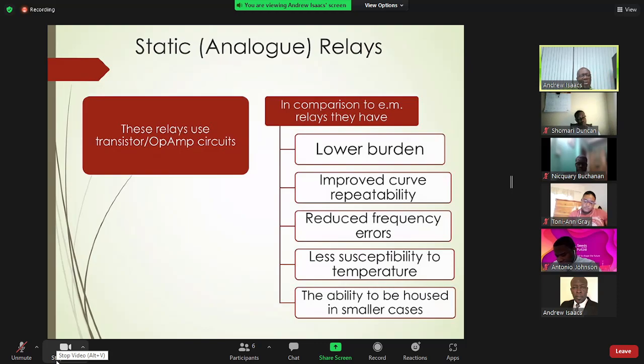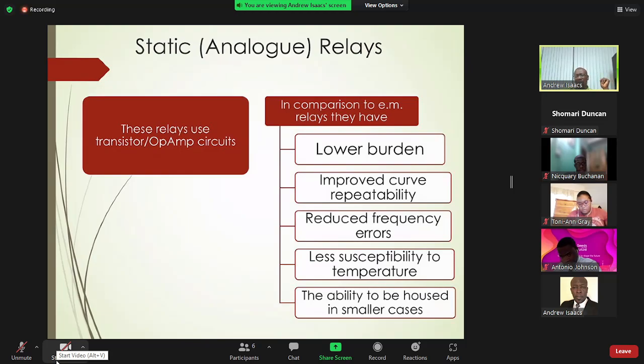Now, when we compare the static relays, the analog relays, to your electromechanical, we see that the static relays have some benefits. Low burden, and improved curve repeatability. With your electromechanical, you would have derived the particular characteristic empirically under certain operating conditions, including temperature and pressure. If those change, then you may get slight deviation from the expected curve. It may not be significant, but it still occurs. So with your analog, you have a greater chance of improved curve repeatability.